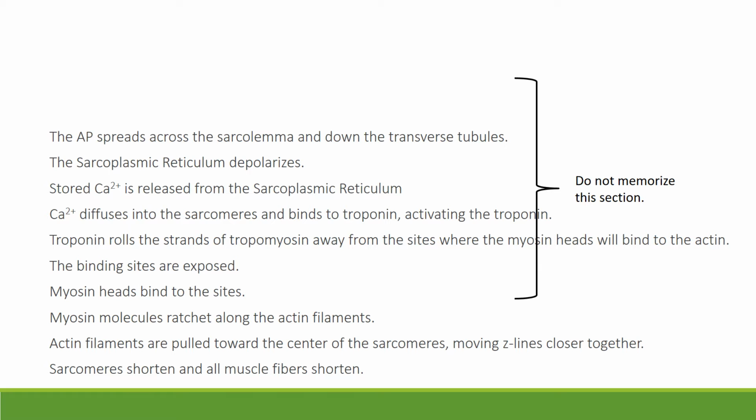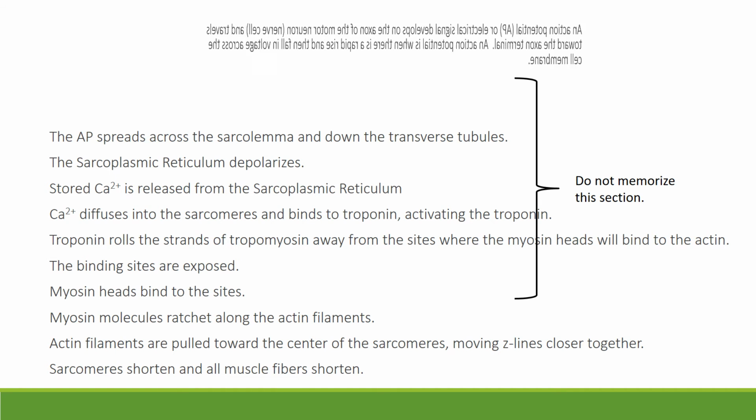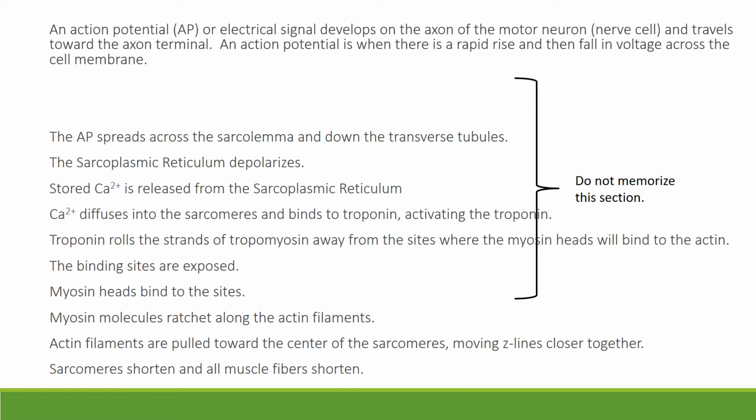An action potential or electrical signal develops on the axon of the motor neuron or nerve cell and travels toward the axon terminal. An action potential is when there's a rapid rise and then fall in the voltage across the cell membrane. Now, the next several steps are part of that process, but I'm not going to require that you know it. Let's skip down to the myosin heads.